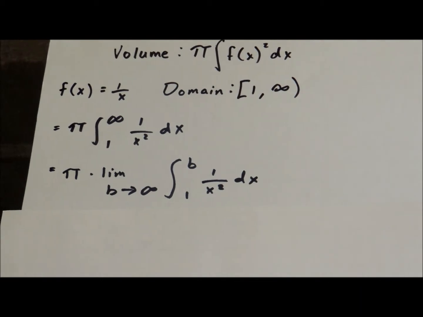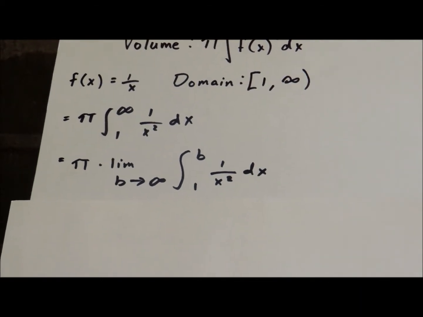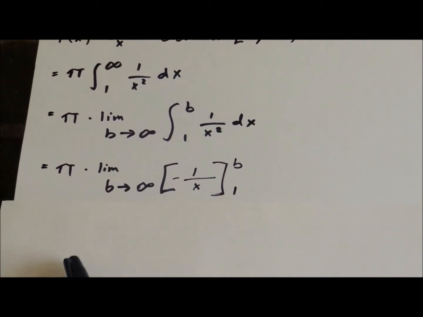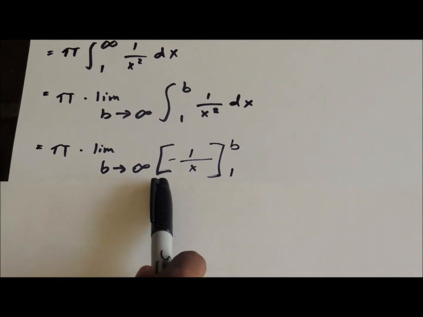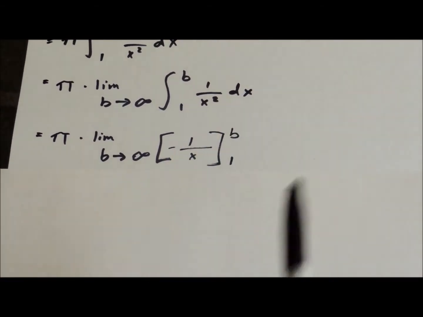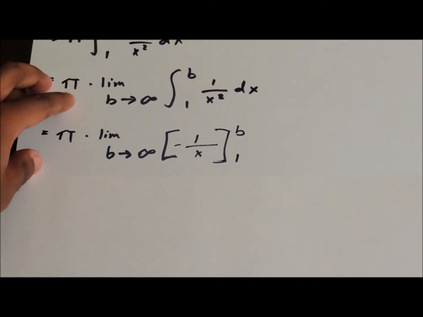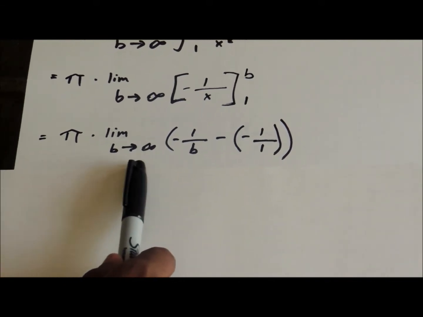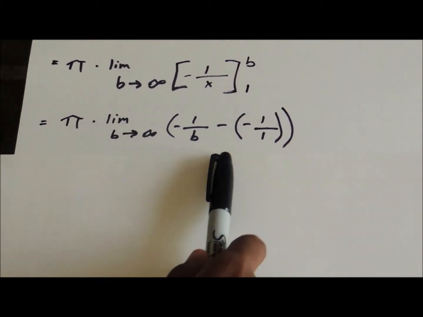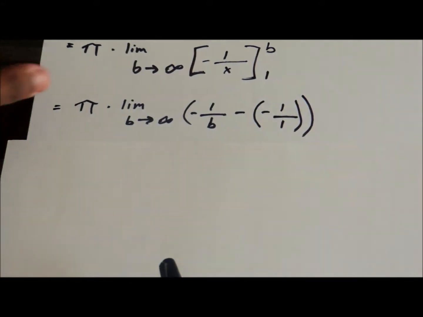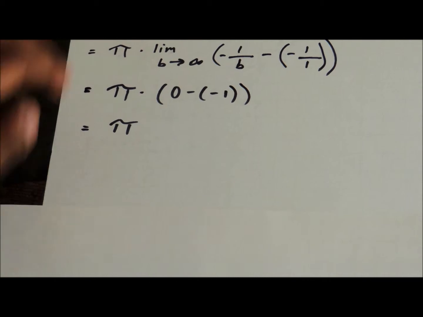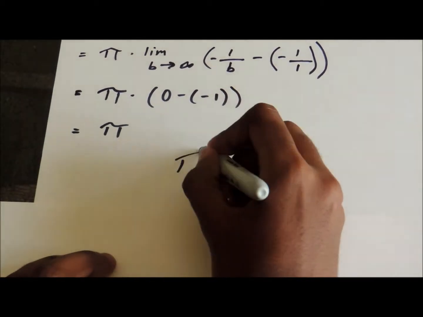We replace infinity with b by setting the limit as b goes to infinity. Then you do the antiderivative. This will give you pi times the limit as b approaches infinity of negative 1 over x from 1 to b. Then you plug in b and 1 for x. This will give you pi times the limit as b goes to infinity of negative 1 over b minus negative 1 over 1. Then pi times 0 minus negative 1, which will just give you pi. And this means that it is finite.